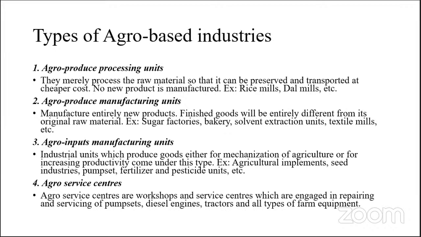And the final thing is agro service centers. Agro service centers are nothing but the services delivered to the farmer for his product after purchase. For example, a farmer has bought a tractor. For that tractor, he has to get services at regular intervals, at a period of 6 months or 3 months. For that, the service centers play a vital role.